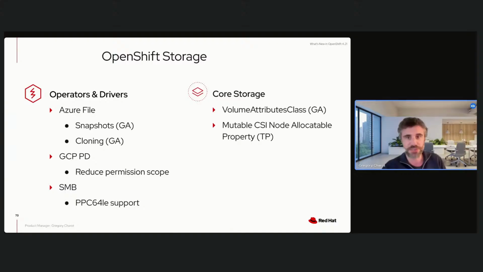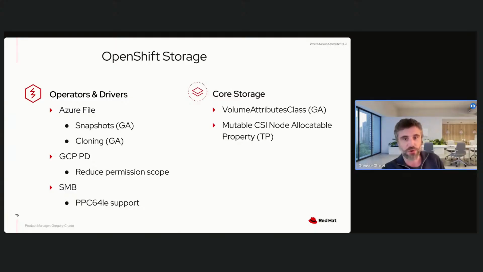On the Google side, to answer some customer security requirements, we are offering an option to reduce the scope of GCP permission required by the PD driver. This only applies to clusters deployed with workload identity federation. Lastly, we're happy to add support for PowerPC 64 to the SMB CSI driver.